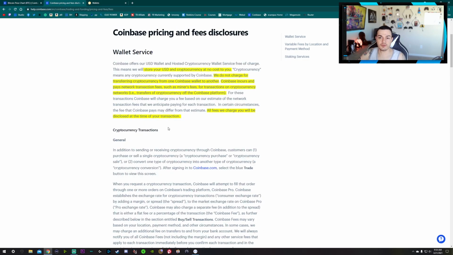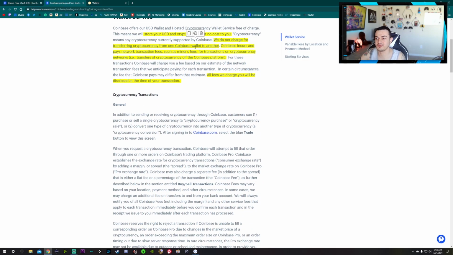And basically, here's all the fees associated with Coinbase. We will store your US dollars and cryptocurrency at no cost to you. Well, I should hope so. I don't know of any brokerage of stocks, bonds, ETFs, REITs, mutual funds, or cryptocurrency that charges you just to have your money sitting in the portfolio. I would hope so. We do not charge for transferring crypto from one Coinbase wallet to another. And like I mentioned earlier, from NiceHash to Coinbase is also free.